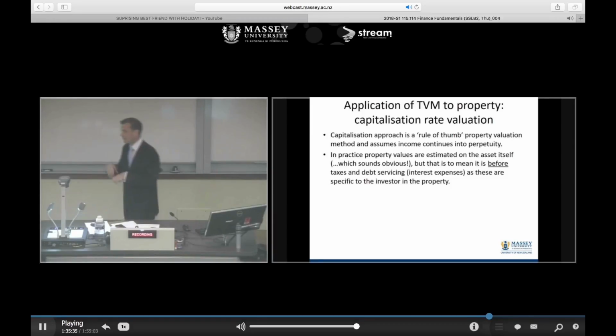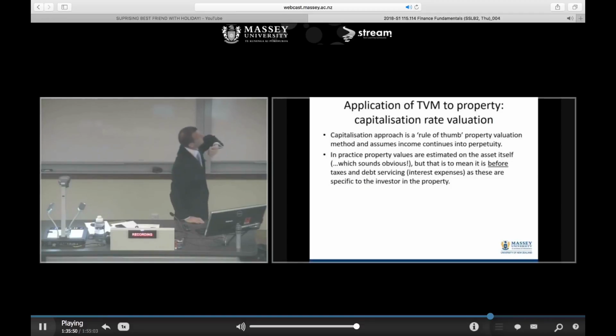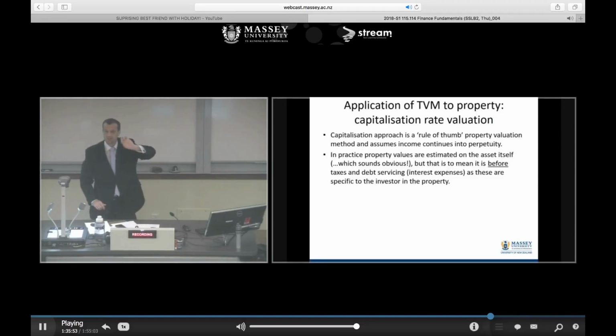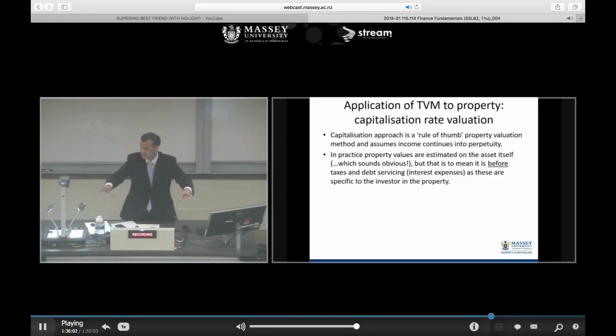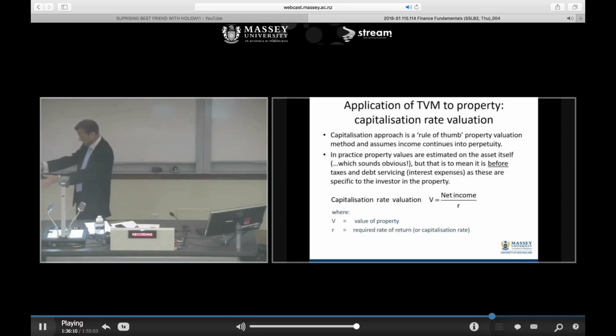The other thing is, the amount of money that I need to borrow might be a heck of a lot more to buy the same property than what you need to borrow. And so my interest expense will be different, because I have to borrow more. So what this means is that when you're applying this capitalisation rate, it's actually before interest costs and before any taxes. In other words, it's before all the stuff that affects me. It's just the stuff that relates to the property itself, the asset itself. So it's the net income, not my personal net income, but just the net income for the property, before taxes and before my interest expense.